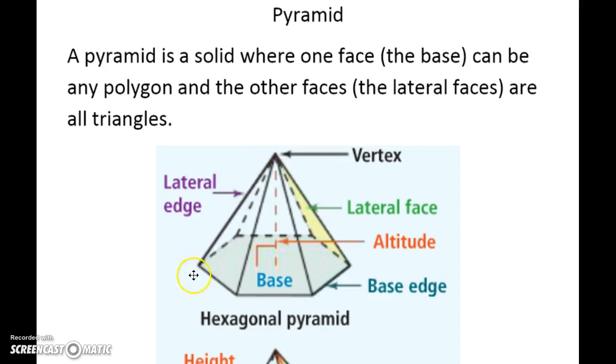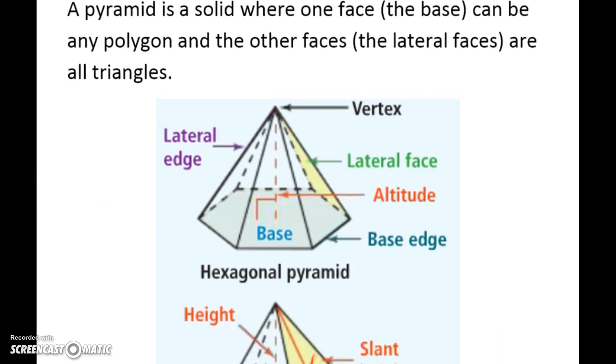We have a lateral edge and an altitude. When we talk about the height of our pyramid, we're talking about the altitude. And the altitude and height are always perpendicular to the base.